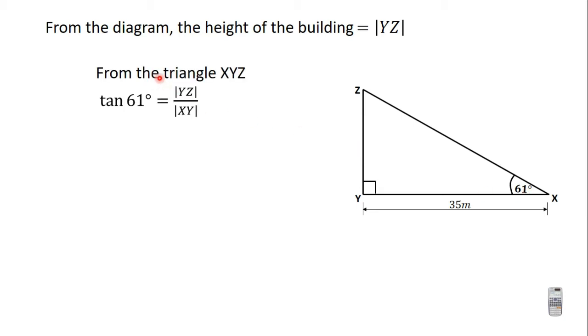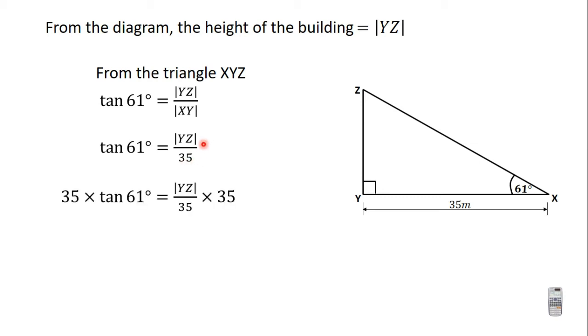Okay, so we can say that from triangle XYZ, tan 61 degrees is equal to opposite, which is YZ, divided by adjacent, which is XY. We know XY from the diagram to be 35 meters. So tan 61 degrees is equal to YZ divided by 35 meters. So we multiply the left hand side by 35, we multiply the right hand side by 35. So 35 and 35 will cancel. So you have 35 times tan 61 degrees is equal to YZ.